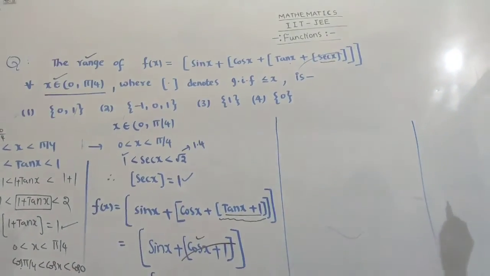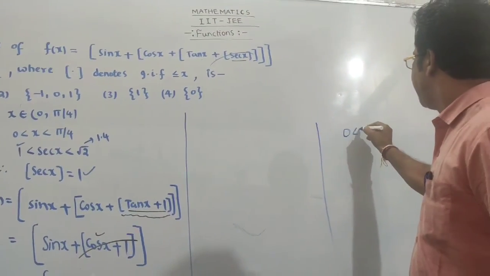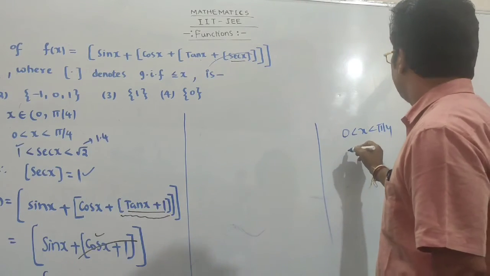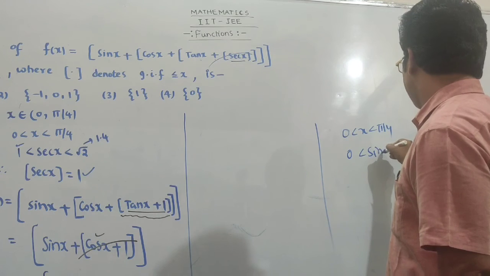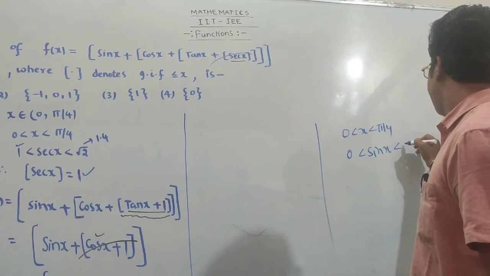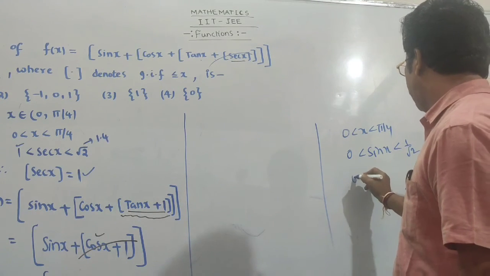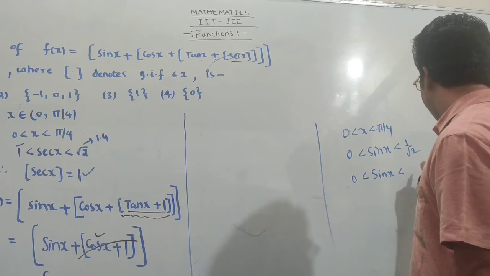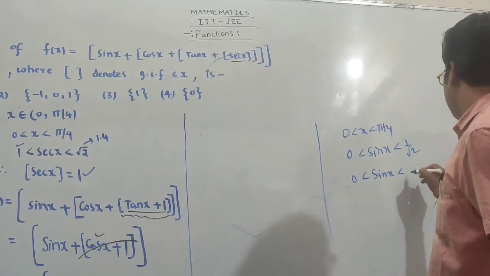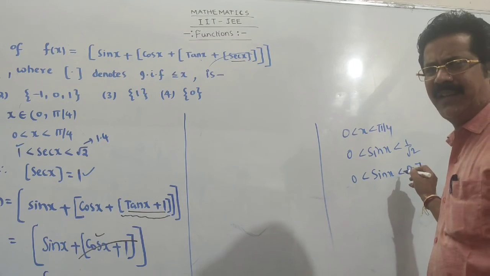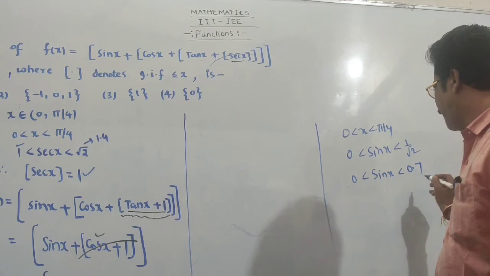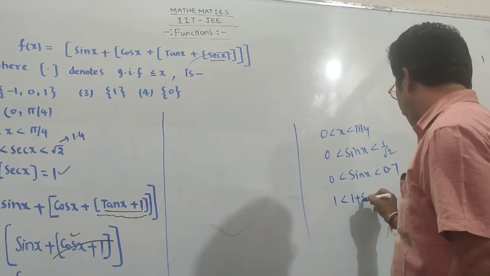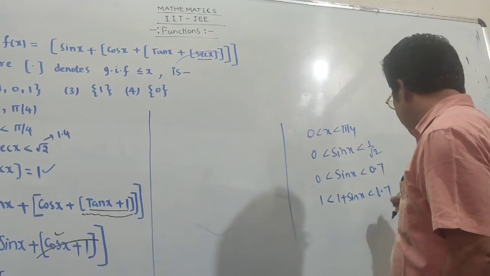Next, you come here: 0 less than x less than pi by 4. Now we have to apply sine. So sin 0 less than sin x less than sin 45 degrees, which is 1 by root 2. So 0 less than sin x less than 1 by root 2, which is about 0.7, a nearly approximate value, not exact. Next add 1 throughout the equation: 1 less than 1 plus sin x less than 1.7.